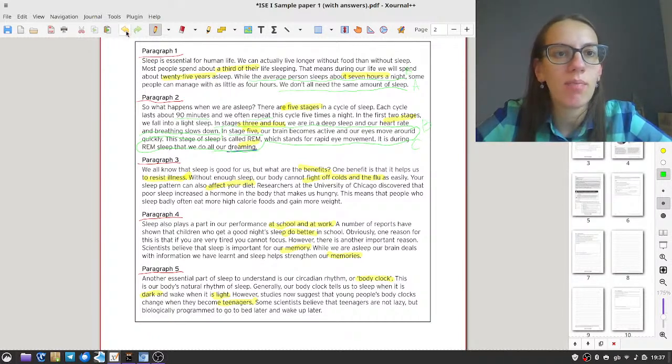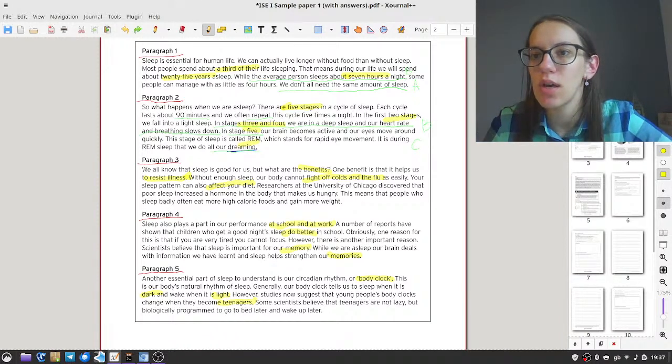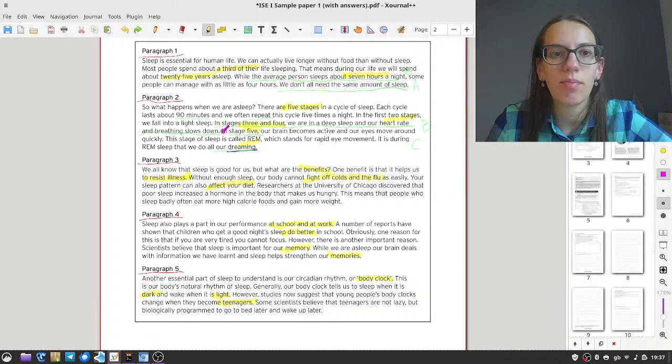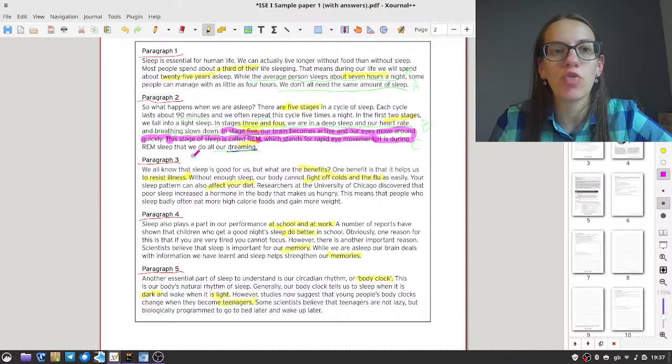Let me highlight it for you in a different color so that you can see better what I mean. All of this: in stage 5, our brains become active, our eyes move around quickly. This stage of sleep is called REM. Which stage? Well, stage 5, we are still talking about stage 5. Which stands for rapid eye movement. And then they say it is during REM sleep that we do all our dreaming.